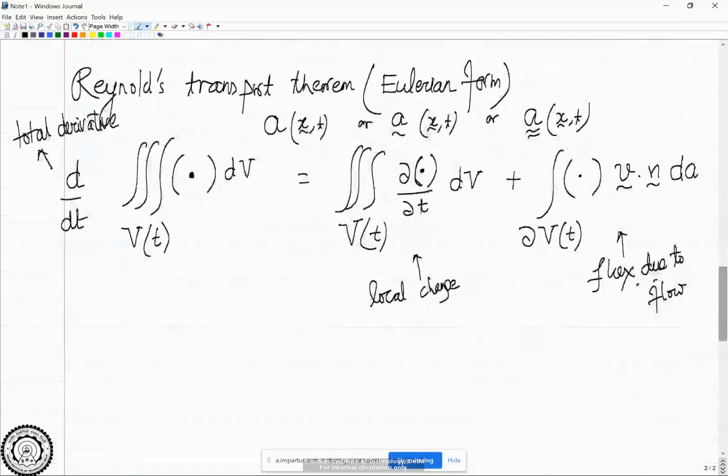So this is also something you can derive. I can derive this for you guys. Maybe let me derive this Reynolds transport theorem.